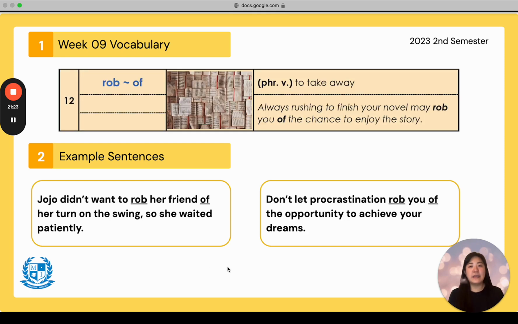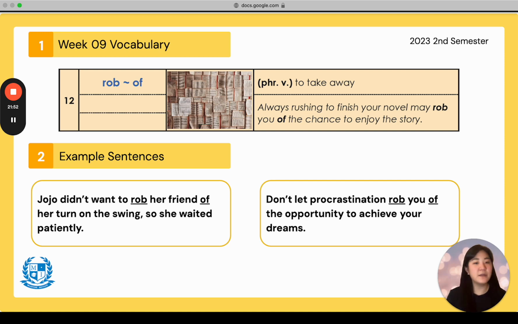Number 12, everyone say rob of. So whenever we see that little squiggly, it's called tilde, we will say rob of. And it's a phrasal verb because it has 2 words. And it means to take away. Always rushing to finish your novel may rob you of the chance to enjoy the story.